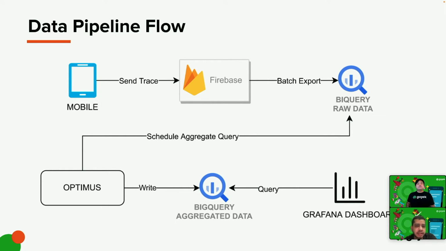As you can see in the diagram, the mobile client first captures traces using Firebase Performance SDK. Next, Firebase performs a daily batch export containing all raw data to BigQuery. Then we use our open source tool known as Optimus to schedule a daily job to aggregate the Firebase raw data to summary tables in our BigQuery cluster for data warehousing. And finally, we use Grafana dashboard to query summary tables and display the performance metrics for our stakeholders to access and monitor. Let's deep dive into each of the steps in the next slides.